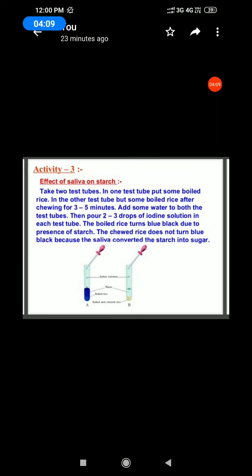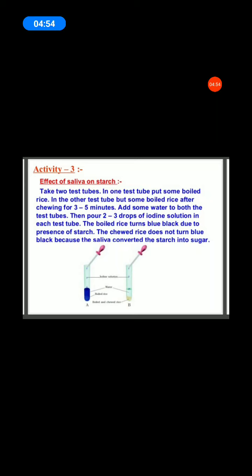Next, activity 3. Page number 14. Activity 3. Effect of saliva on starch. Okay, listen. Take 2 test tubes. Test tube A and test tube B. In one test tube, put some boiled rice. That is test tube A. In the other test tube, test tube B, put some boiled rice after chewing for 3 to 5 minutes.